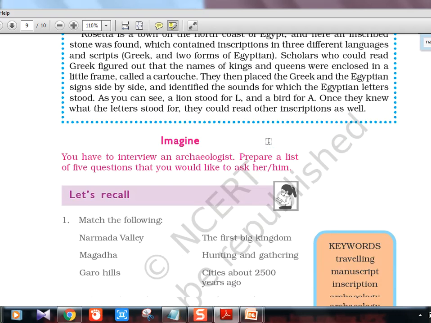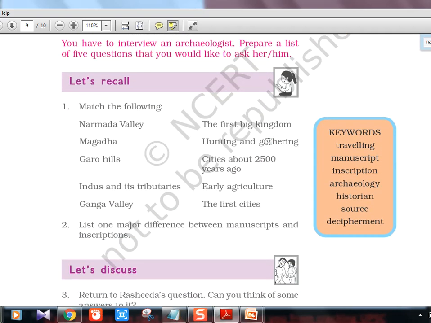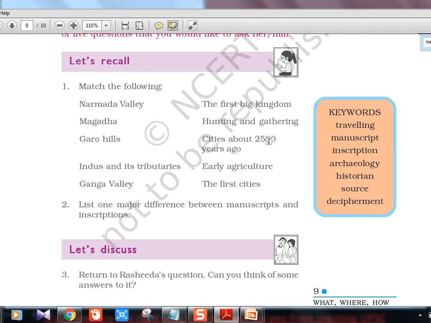Again, some Egypt related stories are there that we won't go through because it's not at all relevant for us. Now here we don't have MCQs like in the geography textbook, but there is a match the following. It's just a basic understanding, like what was the Narmada Valley famous for. Narmada Valley is for hunting and gathering, the first hunting and gathering you can tell. Magadha is the first big kingdom.